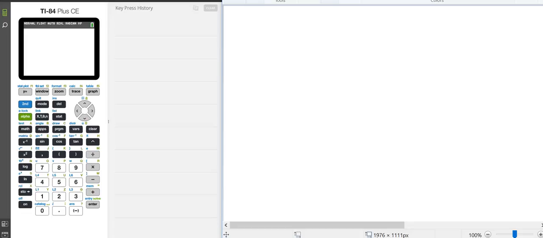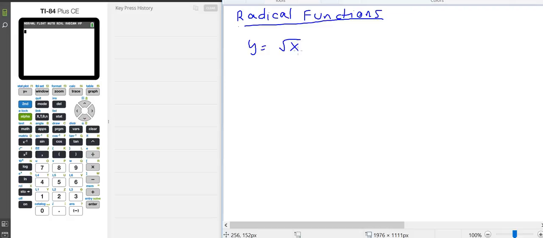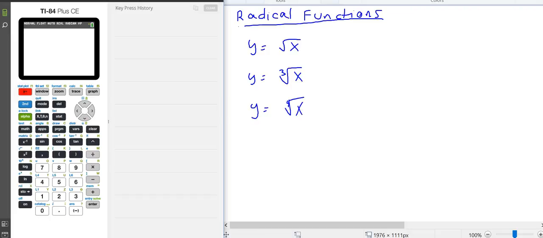In this video, we're going to discuss radical functions. A radical function is any function y is equal to the square root of x, or y is equal to the cube root of x, y is equal to the fourth root of x, and so on. Let's look at how some of these look on the calculator. Let's do y is equal to the square root of x.